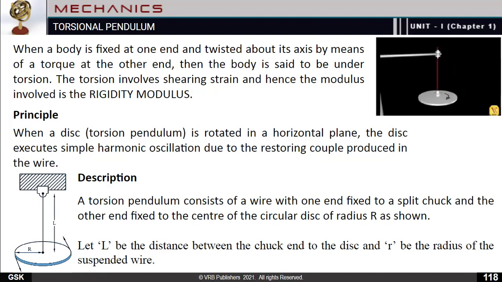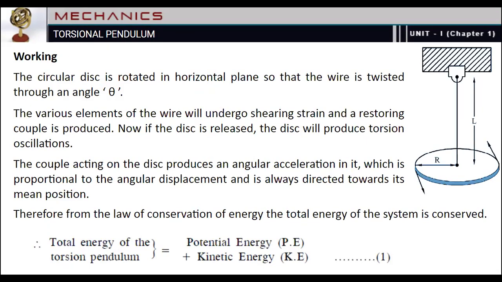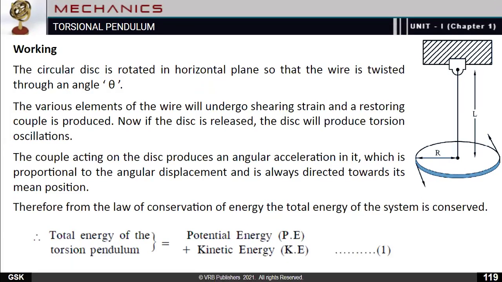Let L be the distance between the chuck end and the disc, and r be the radius of the suspended wire. The circular disc is now rotated in a horizontal plane so that the wire is twisted through an angle theta. The various elements of the wire will undergo shearing strain and a restoring couple is produced. Now, if the disc is released, the disc will produce torsional oscillation. The couple acting on the disc produces an angular acceleration in it, which is proportional to the angular displacement and is always directed towards its mean position.